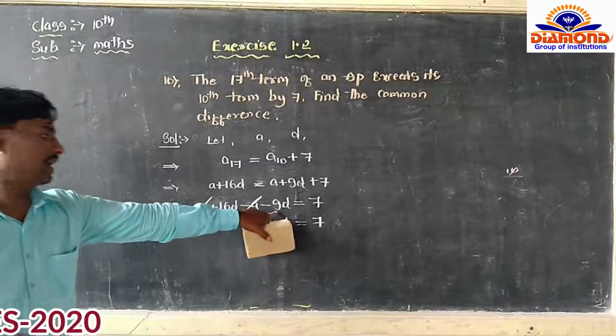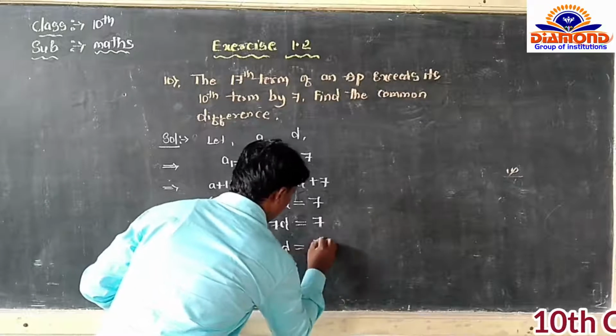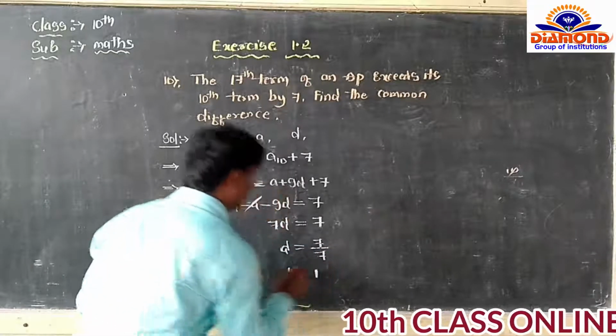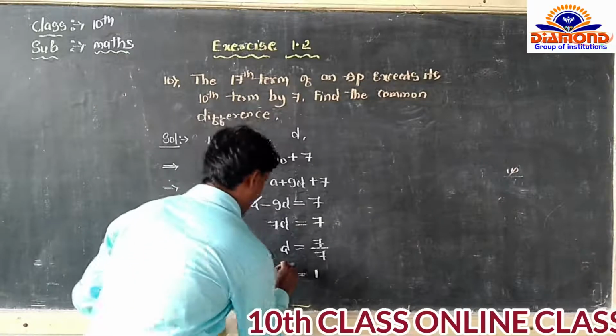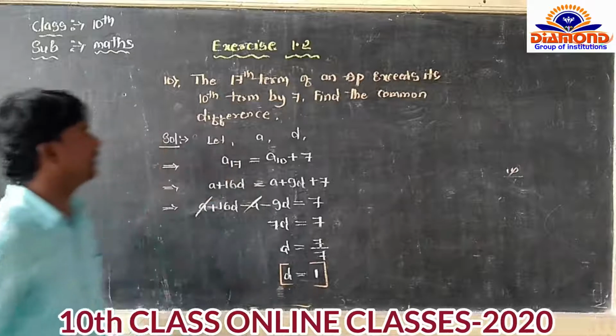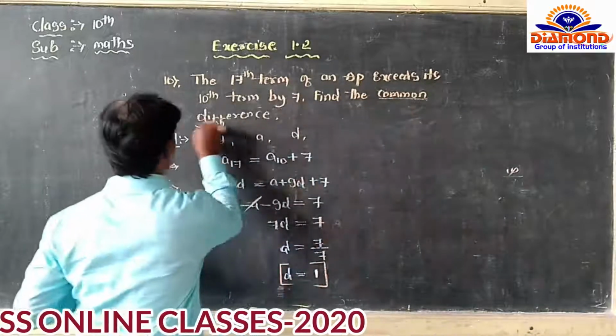16 में से 9d चले गए तो 7 बचा. So d is equal to 7 by 7. Both get cancelled. Common difference is equal to 1, dear students. What he asked in this question is to find out the common difference. The question is: find the common difference.